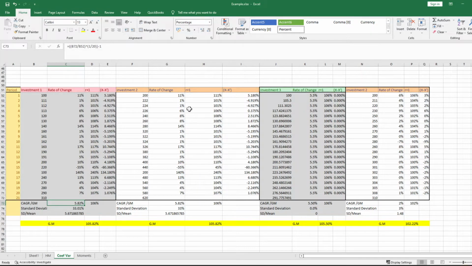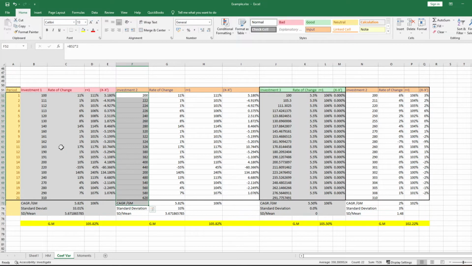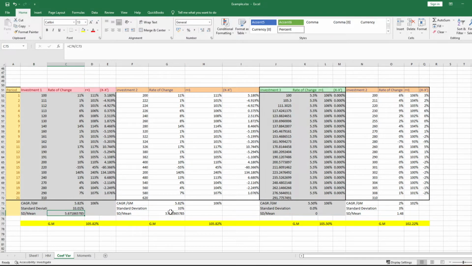When you do this for investment one and investment two, you could see that the CAGR and standard deviation are the same. Even though those are different numbers, maybe the share price is different, but the movement is the same. So it gives you the same average return, the same standard deviation and the same standard deviation per mean. It says that you're getting an annual return of 5.82 with a variation of 5.67. It's the standard deviation by mean.